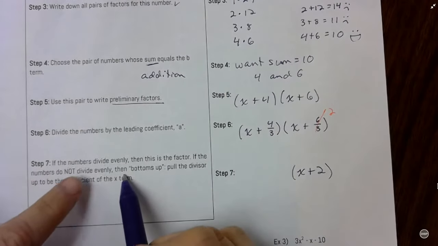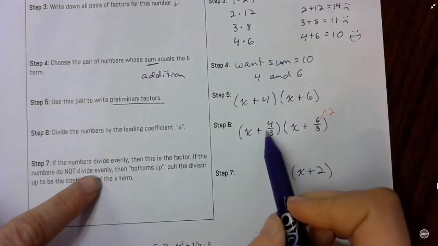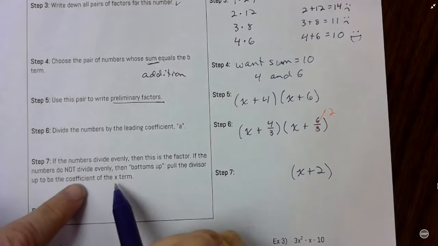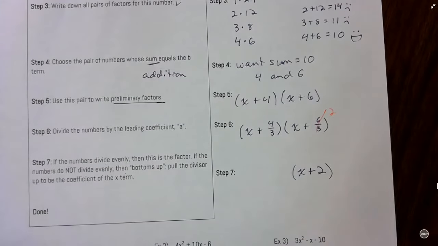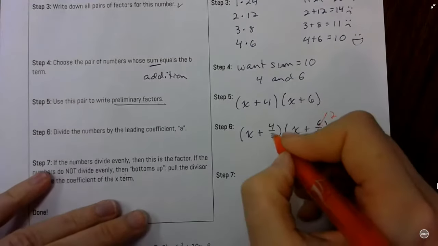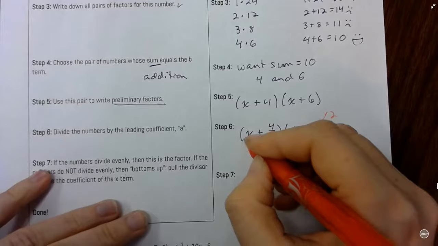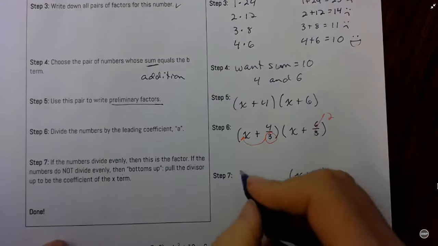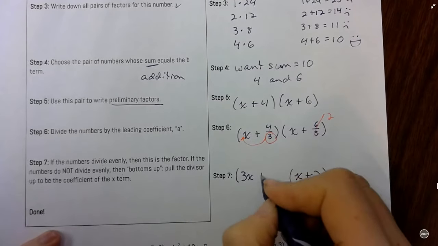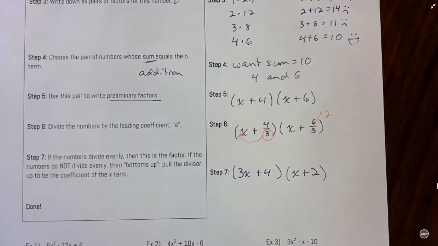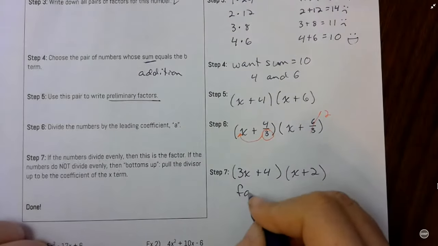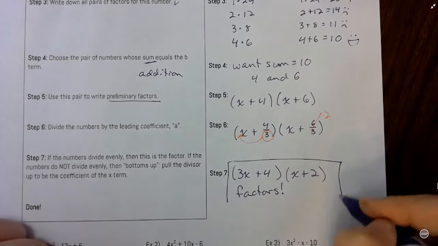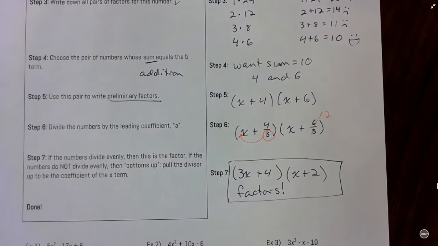If the numbers do not divide evenly, which is this case, then bottoms up. Pull the divisor up to be the coefficient of the x term. So when we did roots and factors, you may remember doing this when the denominator moves up here. And here it is happening again. So 3x plus 4, there's my other factor. Yay, these are my factors. Woohoo! And then, of course, you could check with box method.